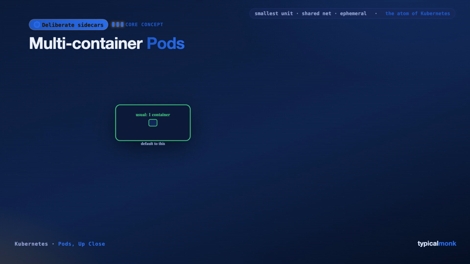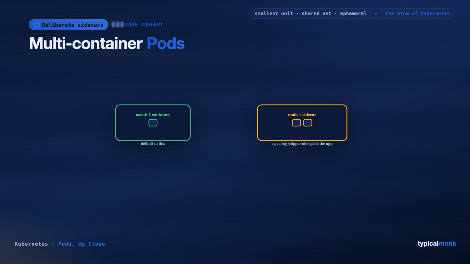Let us look at that multi-container case, because it reveals why the pod concept exists at all. The overwhelmingly common situation is one container per pod, your single application, wrapped in its pod. For most workloads, that is exactly right, and you should default to it. But a pod can hold more than one container, and it is designed for a specific situation: when a few containers are so tightly coupled that they must run as a single unit on the same node, sharing the same fate. The classic example is the sidecar pattern.